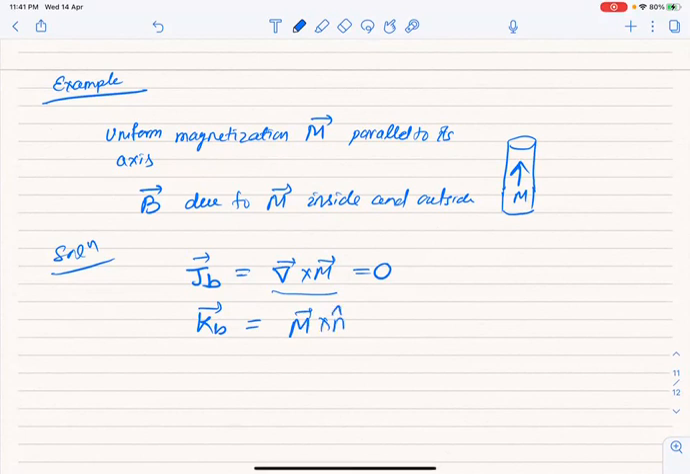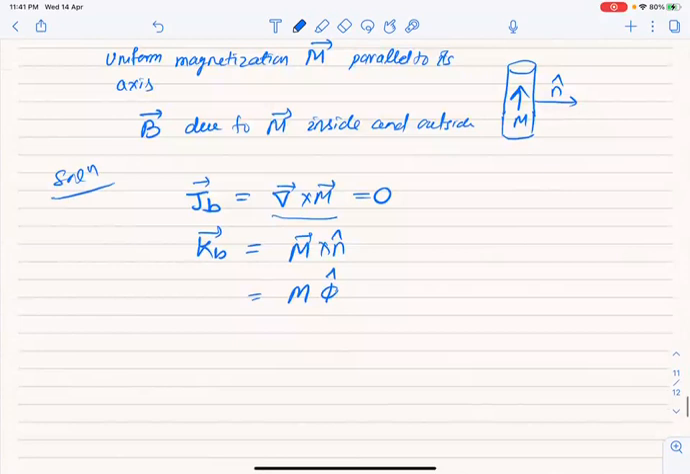Now here n cap will point like that, right? So that means M cross n should be a component along phi cap, with magnitude M, so M phi cap. Yeah, please verify whatever I'm saying. Now, once you have that, you have a current along the phi cap, right? So like that. Now, if that is the case, effectively it's like a solenoid.